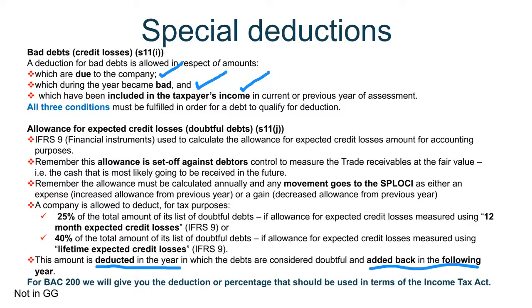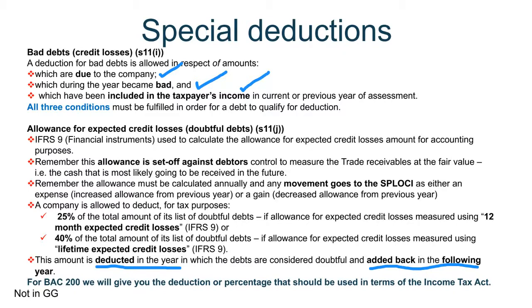The other thing that's important is you've got to understand that this allowance for credit losses has already had some effect on the accounting profit. So when you come to allowance for credit losses, there's three things that you need to do. You first need to eliminate the effect of the allowance, right? So the movement of the allowance. Remember how we create a provision or an allowance?